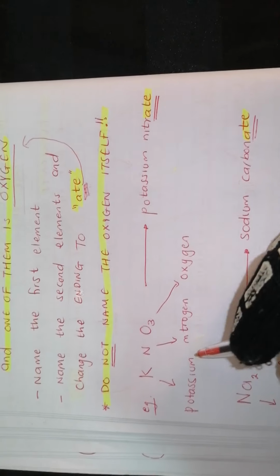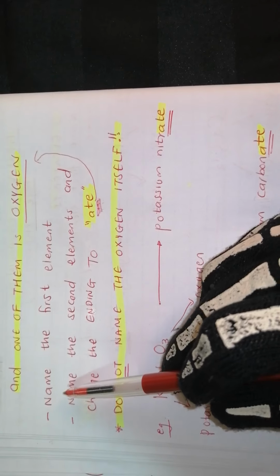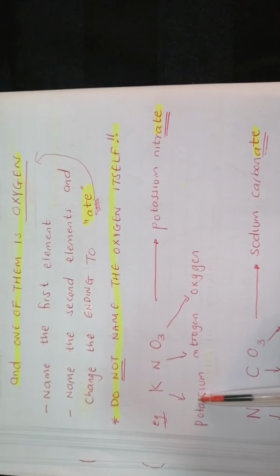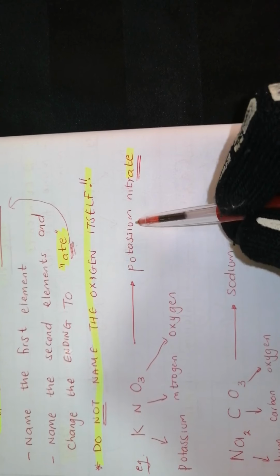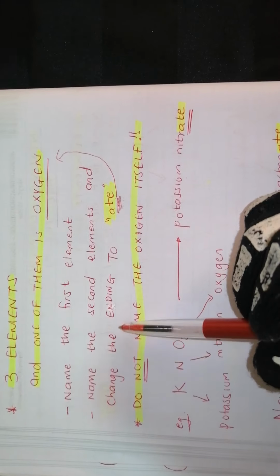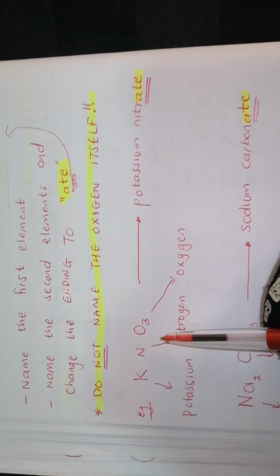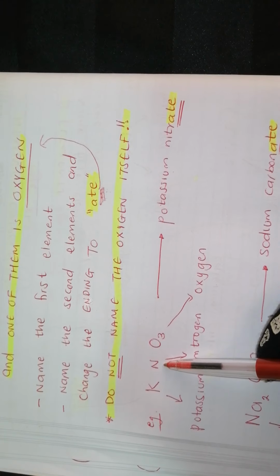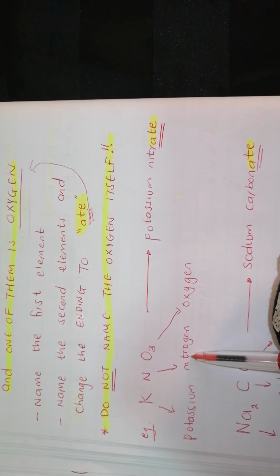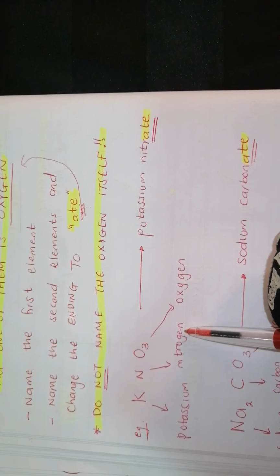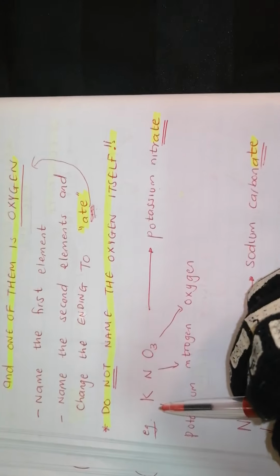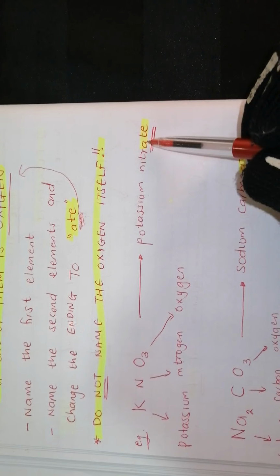So let us start naming this compound. First we're going to name the first element, which is the one that's written first, K, so it is potassium. So you're going to write down potassium. Then you're going to name the second element, and you're going to change the ending to "ate." The second element here is nitrogen. Can you see that? So we're going to say potassium, and then we have to name nitrogen, but it's not going to end in nitrogen. It's going to end in "ate." So the nitrogen will become nitrate. So this compound's name is potassium nitrate.